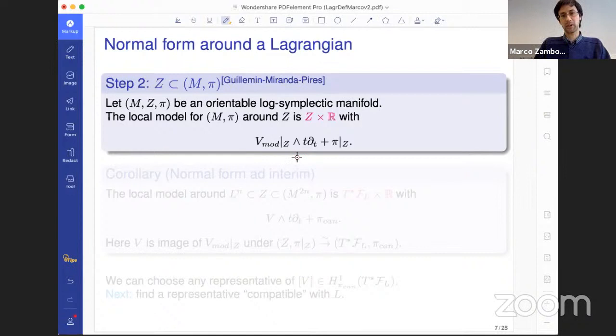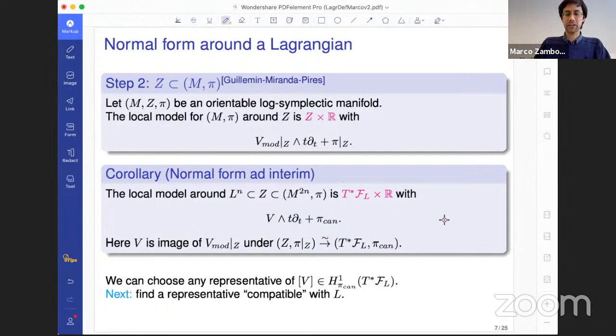So putting these two things together, we get the following statement, which is not yet the final statement. The local model around the Lagrangian is the cotangent bundle of the foliation, because that is how Z looks nearby the Lagrangian, cross R with the same formula as above. And here V is what corresponds to the restriction of the modular vector field.